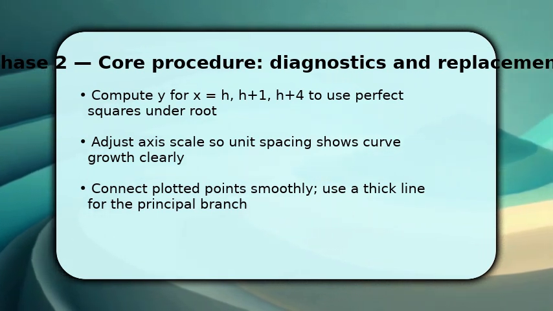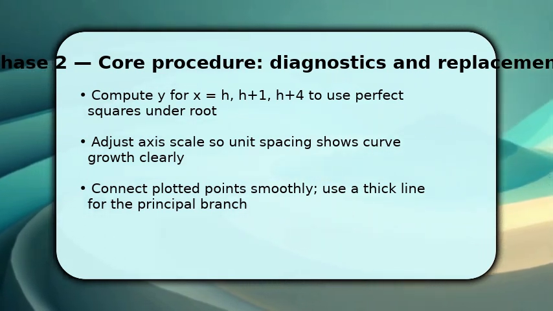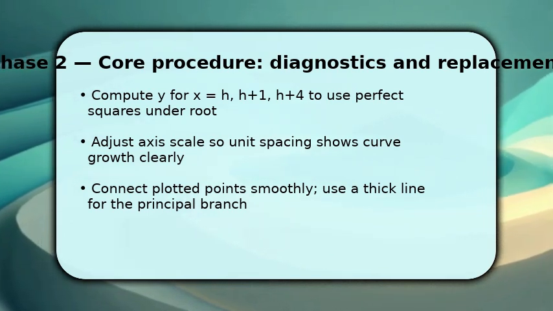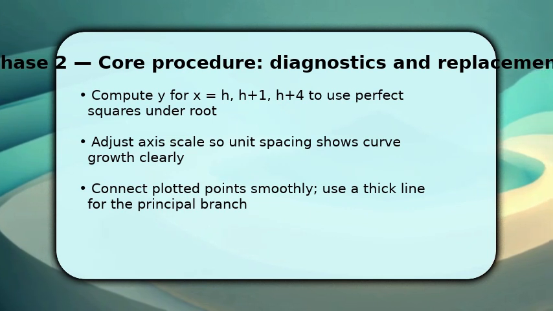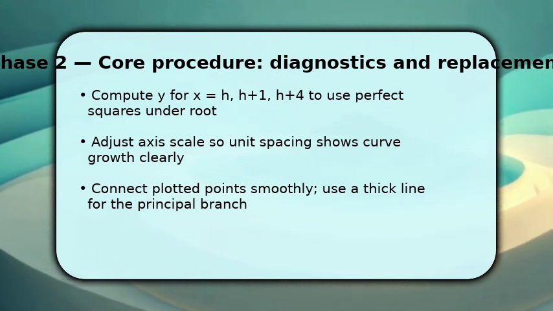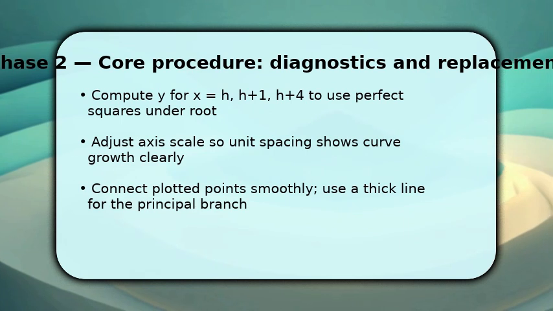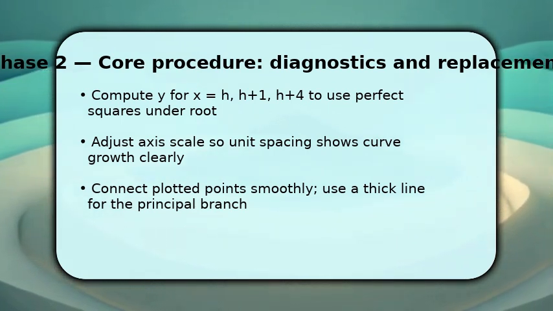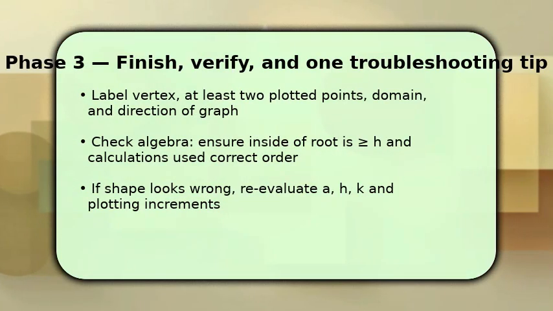A consistent unit spacing helps visualize the slowing growth of the square root of x. Once points are plotted, draw a smooth curve through them, emphasizing the principal branch to the right. Make sure the curve starts at the vertex and follows the gentle increase dictated by the square root. You finish by labeling the vertex, a couple of computed points, and the domain notation x greater than or equal to h so viewers understand the start.